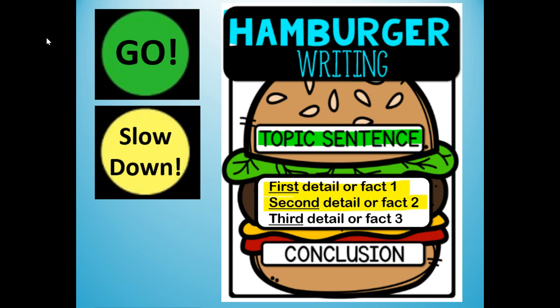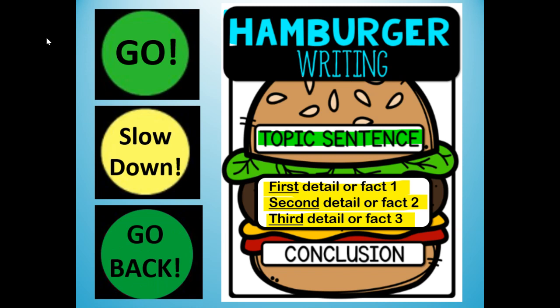Then you're going to slow down again and write your second detail or fact 2 sentence. And then finally slow down again and write your third detail or fact 3 sentence. And then we're going to go back and remind the reader of what your paragraph's about, the conclusion that relates to the topic sentence. You're going to go back and restate what the paragraph's about, which is the topic.